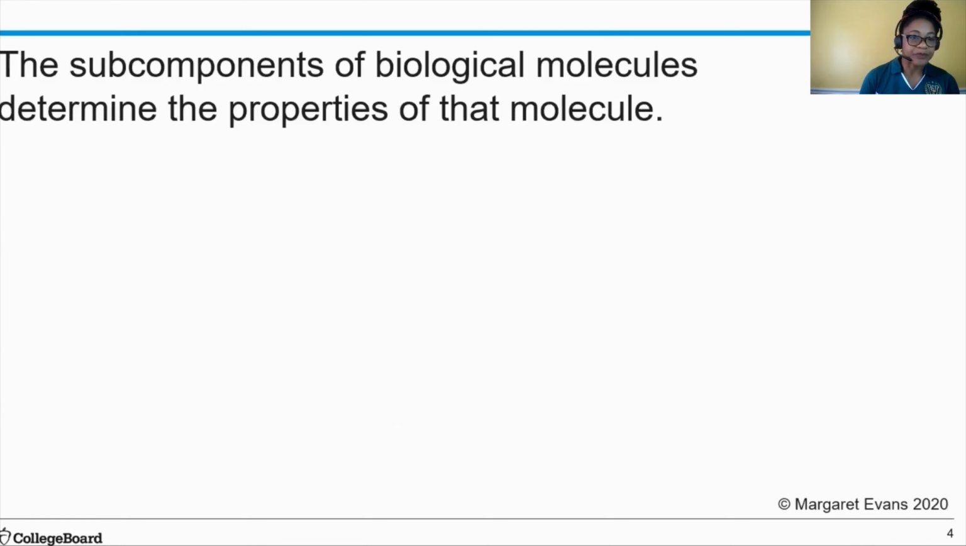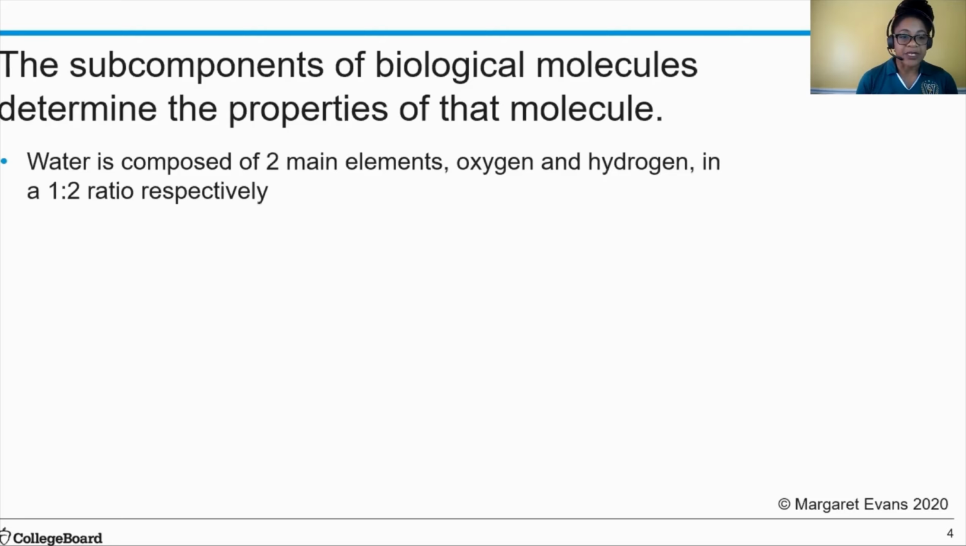Let's begin. It's important to understand that the subcomponents of biological molecules determine the properties of that molecule. And as it relates to the components of water, water is composed of two elements, oxygen and hydrogen, as you can see from the diagram that just appeared, in a 1 to 2 ratio respectively.